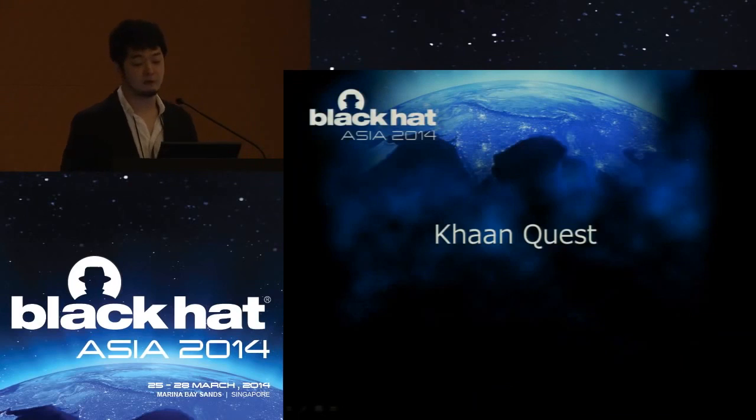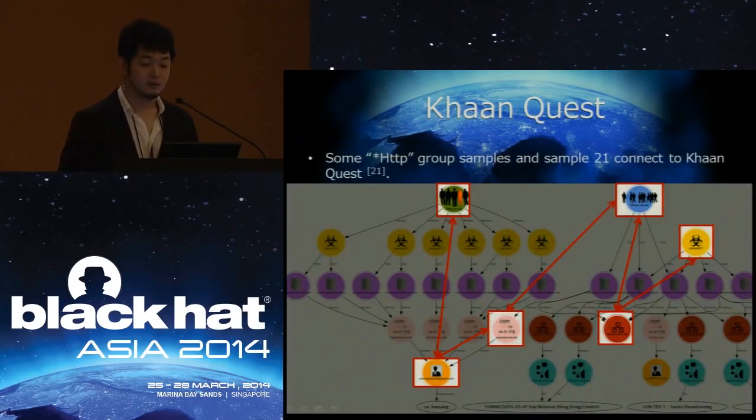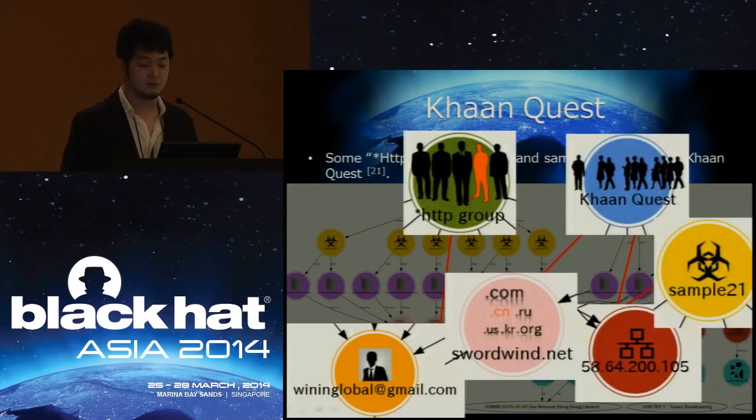And the last one, Conquest. Conquest is reported by TSAT. The domain name sword.net, used by Conquest, is owned by winningglobal@gmail.com. This. winningglobal@gmail.com also owns some domains of the HTTP group. So the HTTP group connects to this attack. And sample 21, not belonging to any PlugX groups, connects to Conquest. And TSAT said this attack is also related to APT1 mentioned in that report.